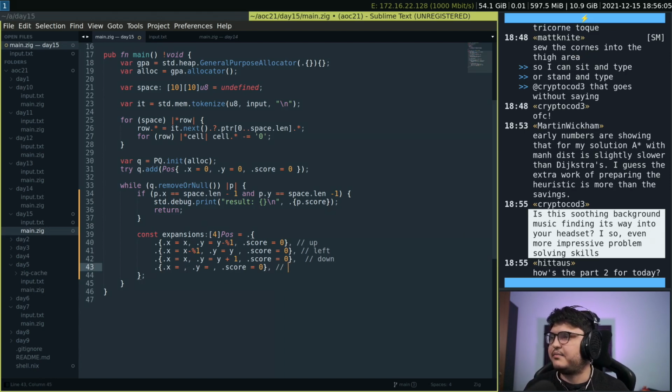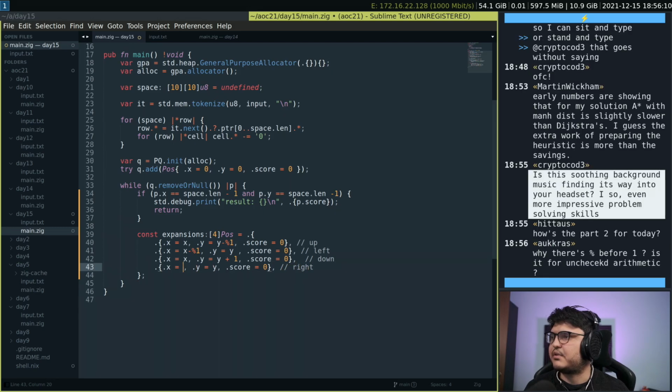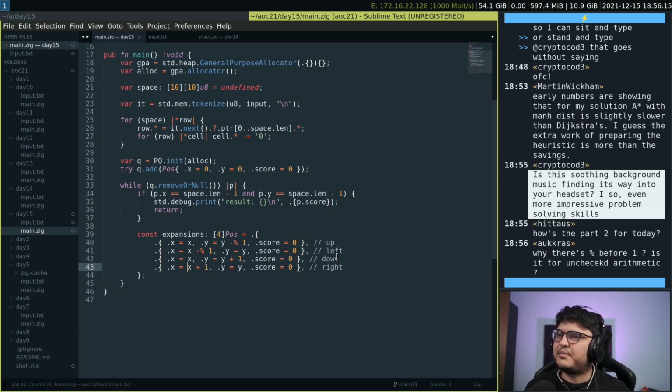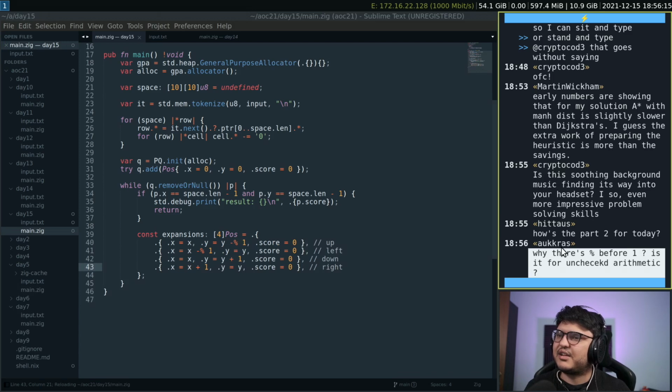So this is right. So right is going to be the same y, but x plus 1. Why is there a percentage before 1? Is this for unchecked arithmetic?